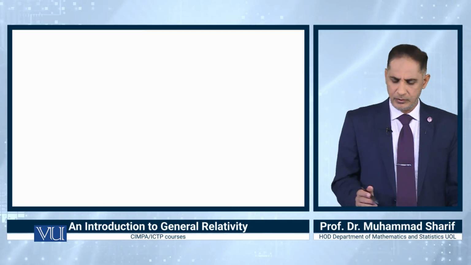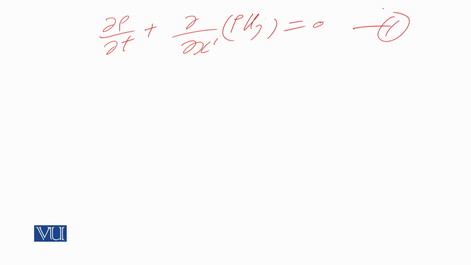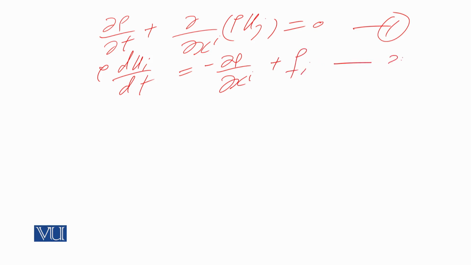So, let me write down the first equation: partial rho partial t plus partial by partial x_j of rho u_j is equal to 0. I have written the first equation in index form. Similarly, we can write the second equation: rho du_i/dt is equal to minus partial p partial x_i, this is the gradient of p, plus f_i. This is the second equation.